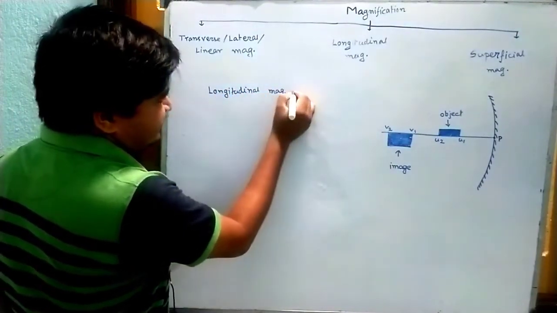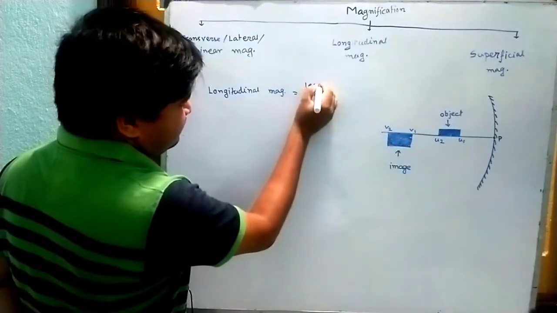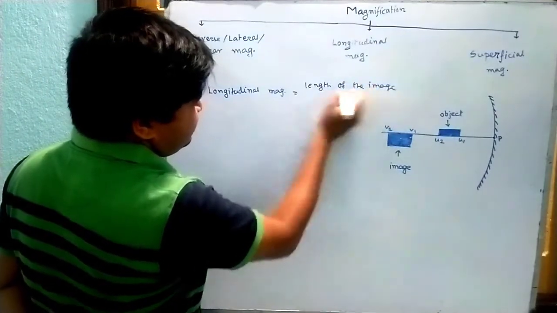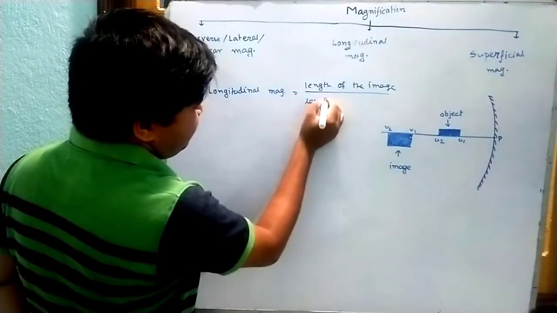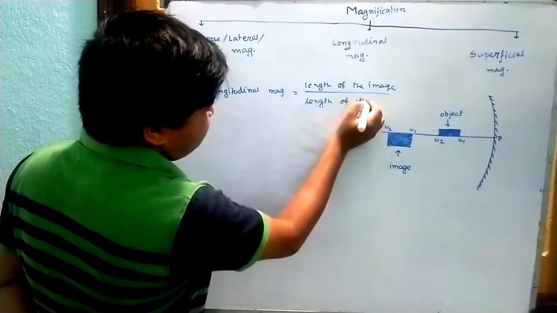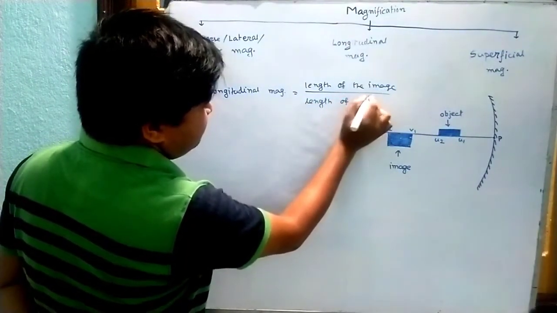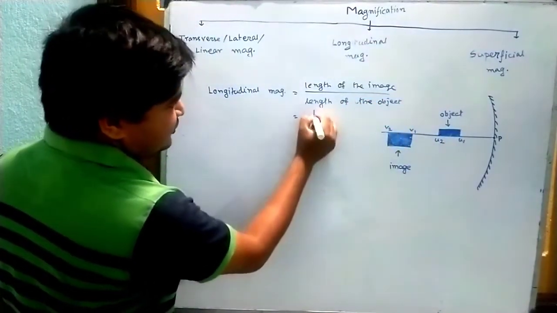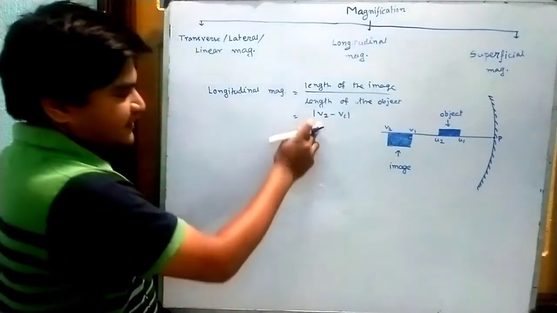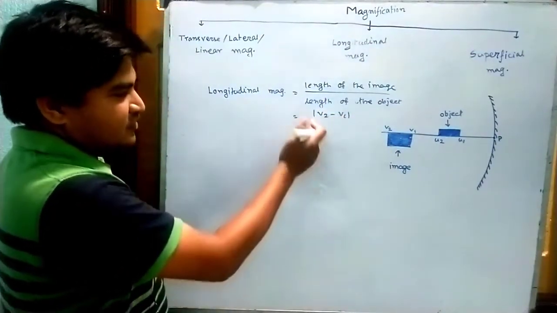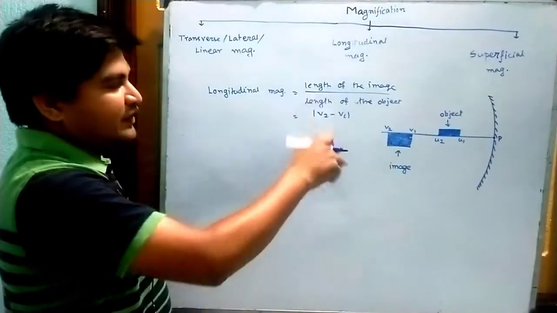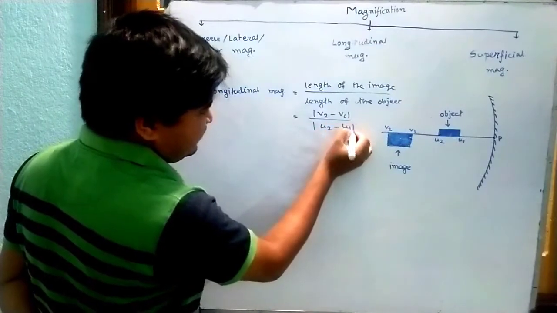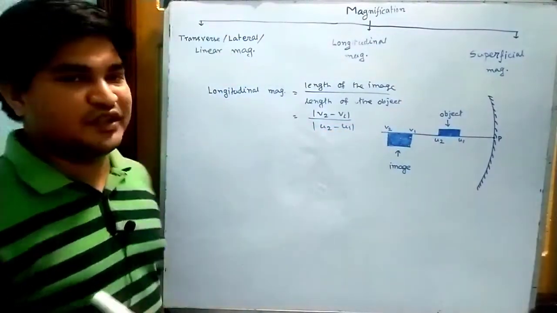longitudinal magnification equals the length of the image to the length of the object. So here the length of the image is v2 minus v1, taking the magnitude. In case v1 becomes greater than v2, then we will take only the positive value, and in this case u2 minus u1. This is the formula of longitudinal magnification.